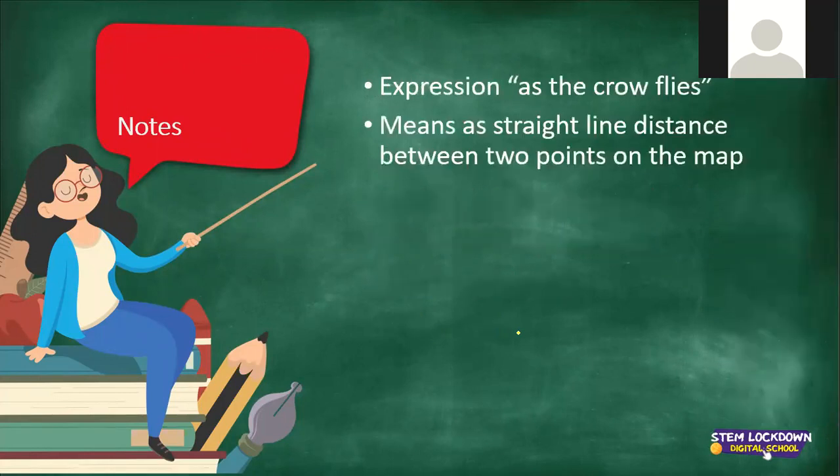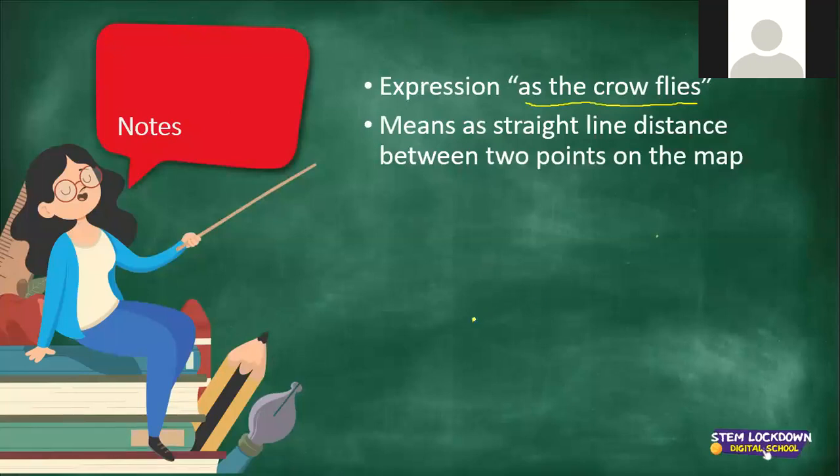Here, this is basically just for your personal enrichment. I probably won't ask you about this in today's lesson, but it's just good to know. When you see the expression as the crow flies, obviously a crow is a bird. If it flies, it flies straight.